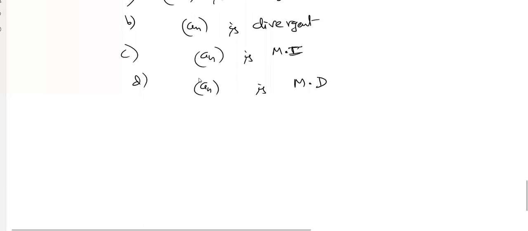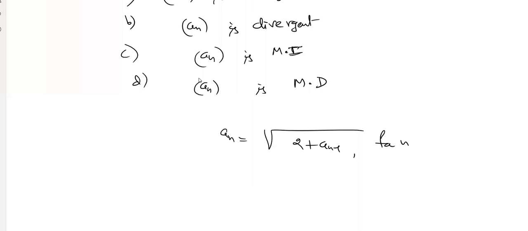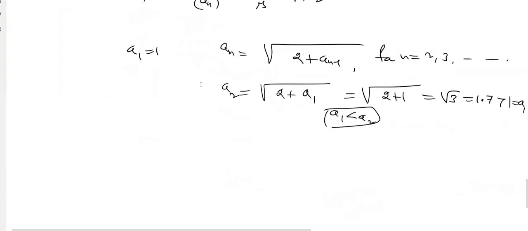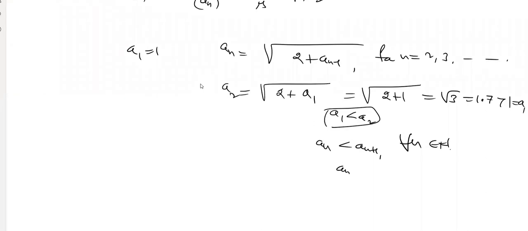So you are given that a_n is equal to root of 2 plus a_{n-1} for n equals 2, 3, 4 and so on. You are given that a1 is equal to 1. So compute a2. What is a2? 2 plus a1, that is 2 plus 1, which means root 3. Root 3 is nothing but 1.713, so this is always bigger than 1. But 1 is a1. Therefore, a1 is less than a2. So by induction, one can easily prove that a_n is always less than a_{n+1}. So this shows that a_n is an increasing sequence.